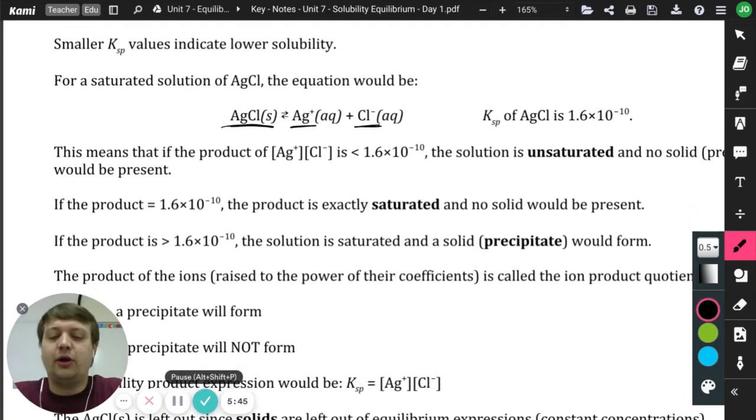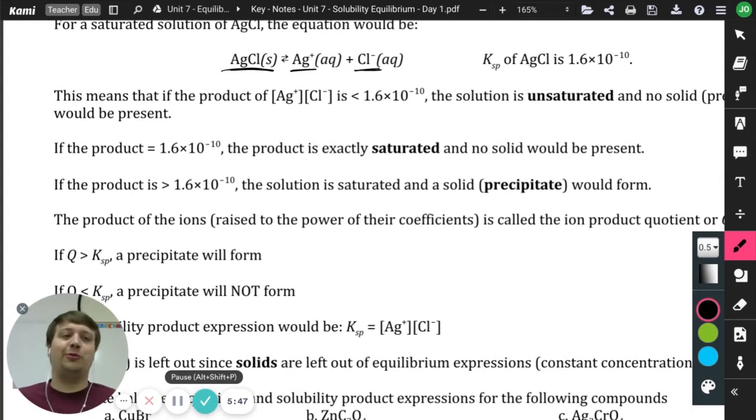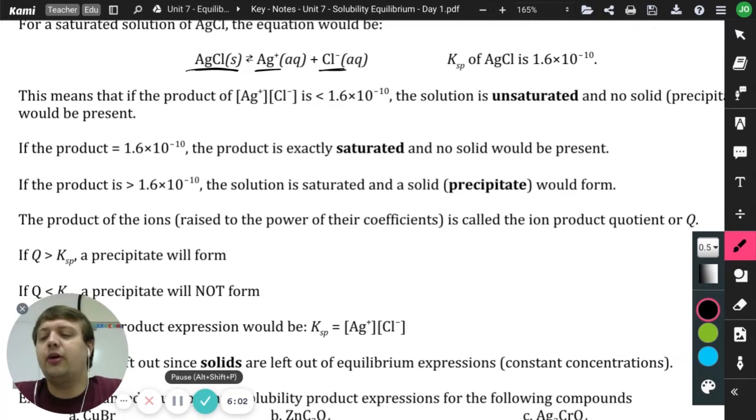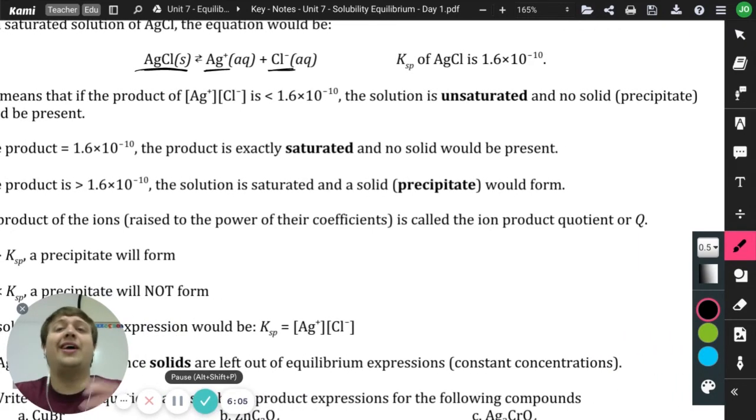And so that's something that we're solving for when we're talking about this solubility equilibrium. Now, the product of the ions raised to the power of their coefficients, which is basically how you would solve an equilibrium expression, is called the ion product quotient. That's your Q value. We've talked about the Q value.